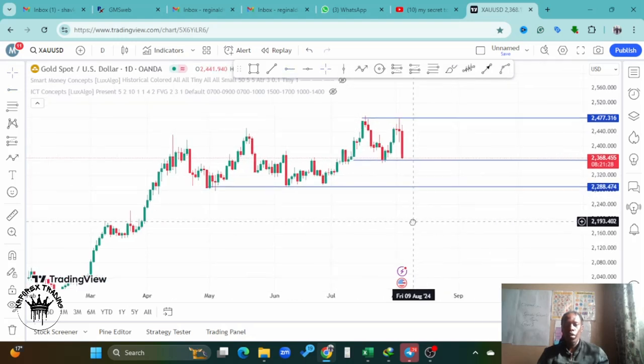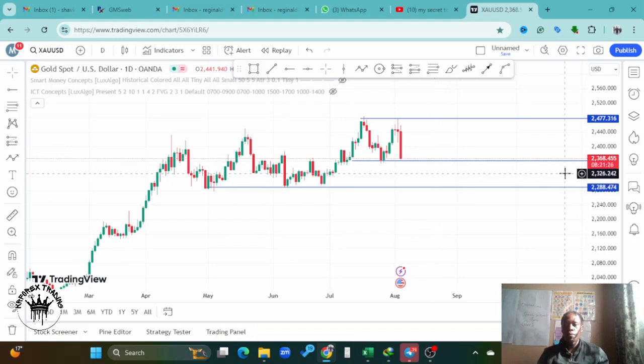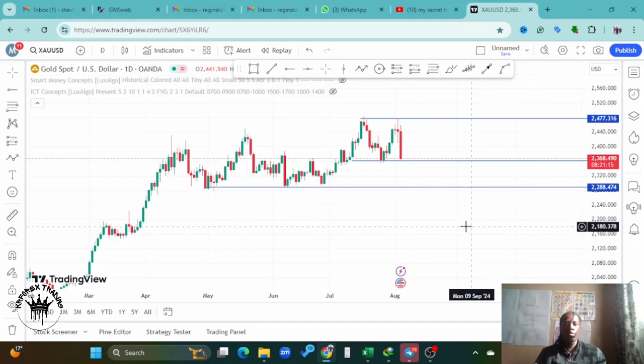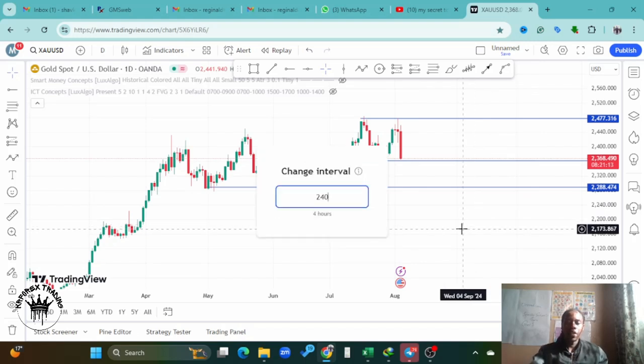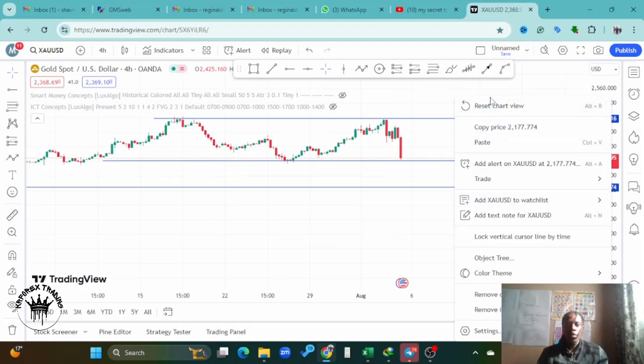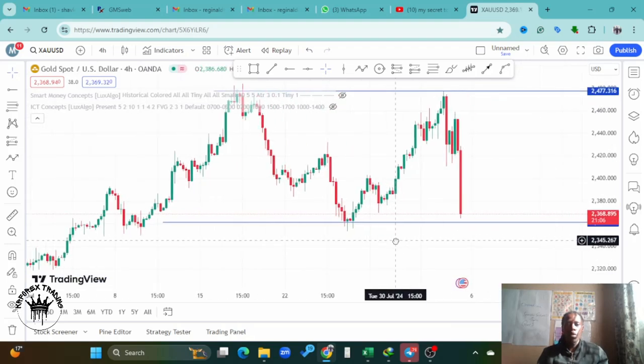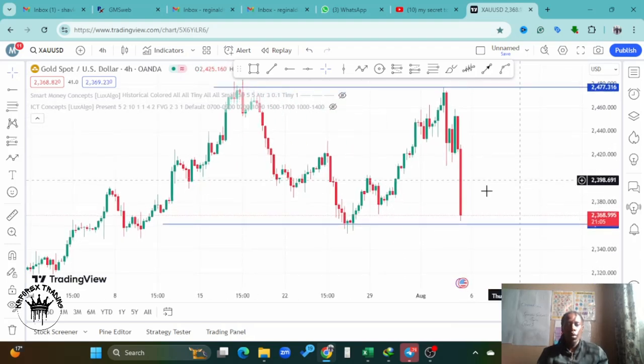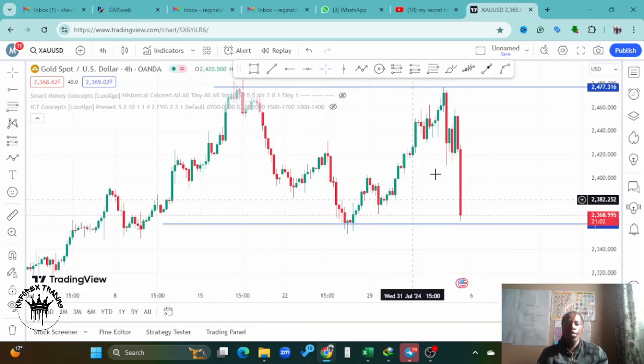The first support is at the 2368 price. Now the second support is 2288. So all you need to do is to switch into a 4-hour time frame so that you may understand better. If you switch into a 4-hour time frame, you can see that now the market is trapped within the range, trapped in a certain channel.